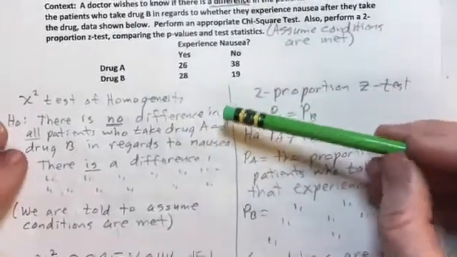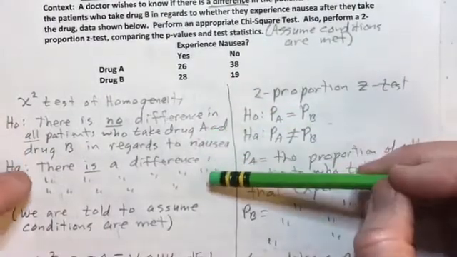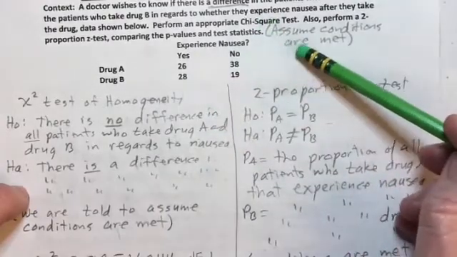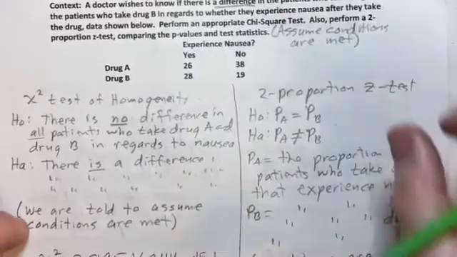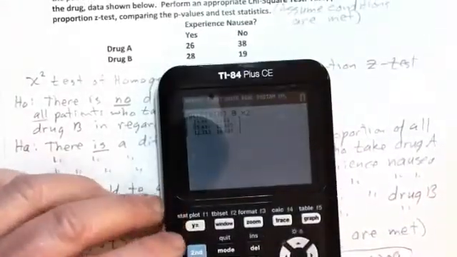The null hypothesis is that there's no difference in the 2 drugs in essence. And the alternative is that there is a difference. We are told just to assume the conditions are met, so we can write that down. And so let's get our chi-squared test statistic. Let's do that right quick.